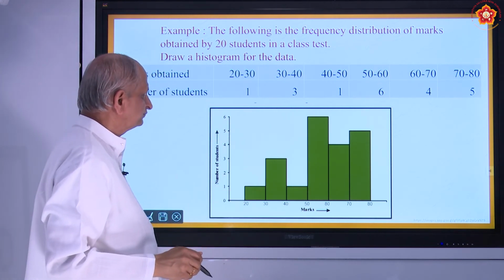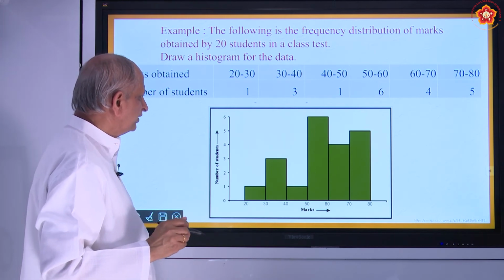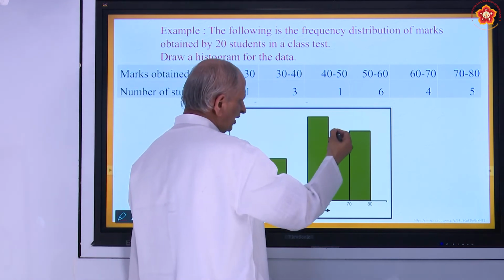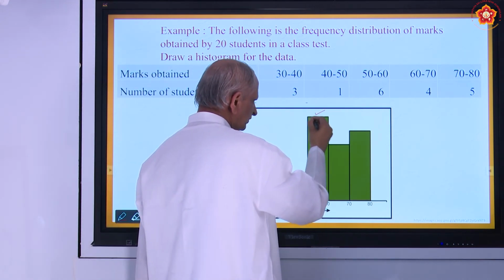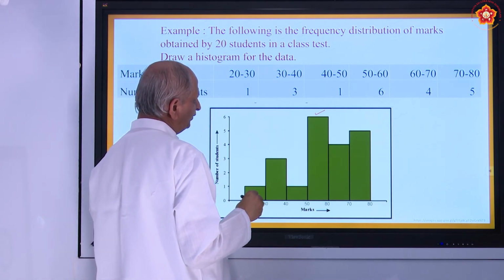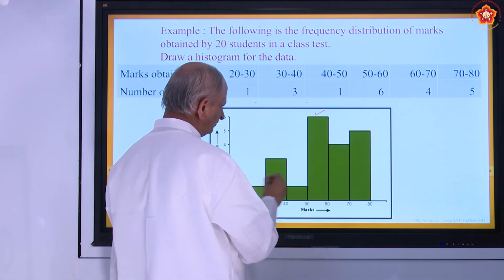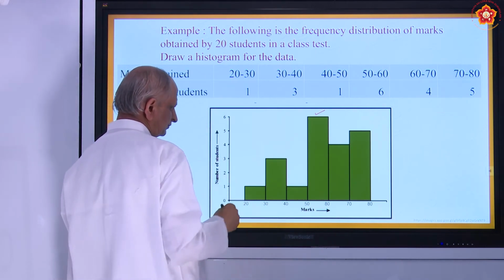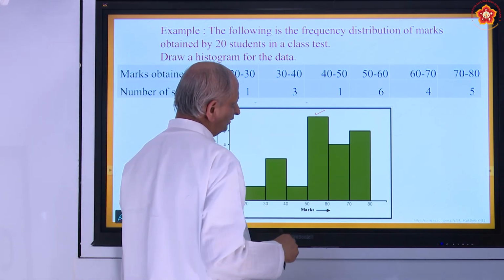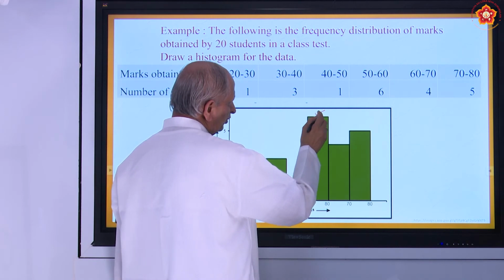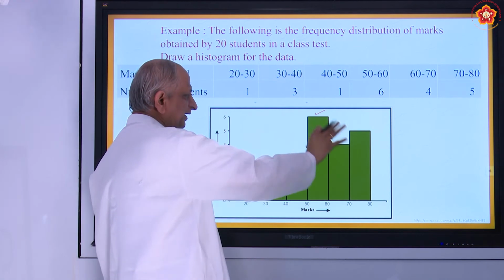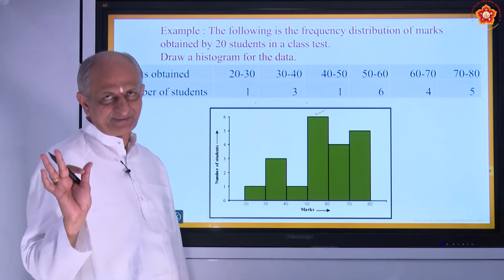class test. So what does it show? It shows that the boys who scored 50 to 60 are maximum. See, this is maximum, highest. And 40 to 50 and 20 to 30 are minimum. Only one boy between 20 to 30. 40 to 50 also only one boy. So 6 students got 50 to 60. By looking at the graph, we can arrive at the results.